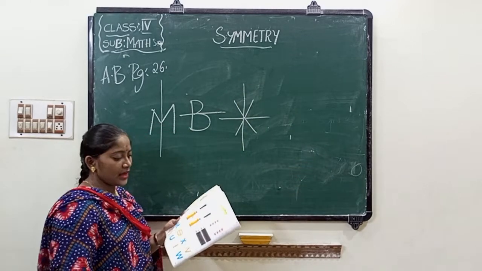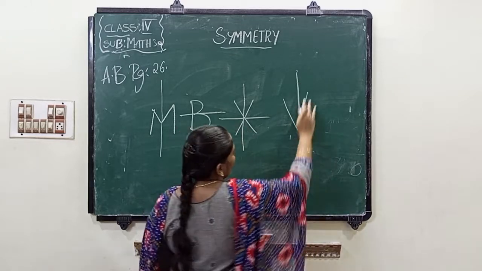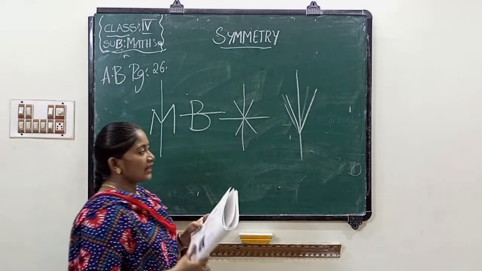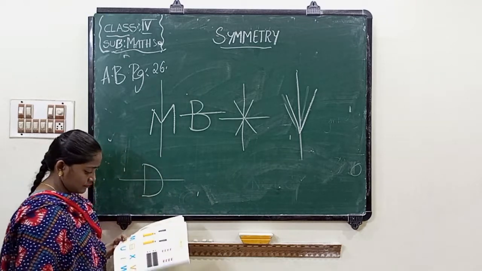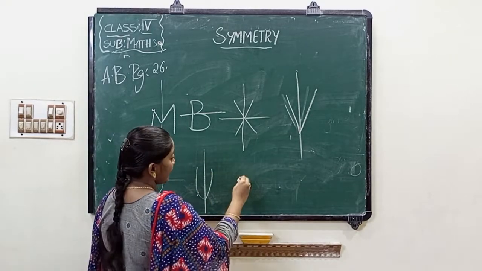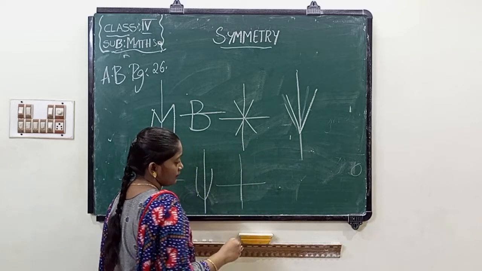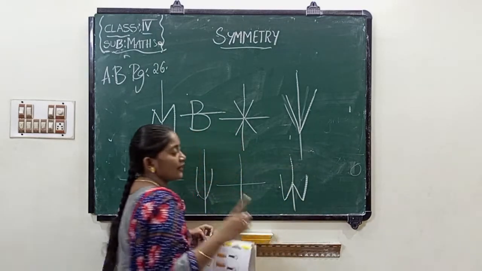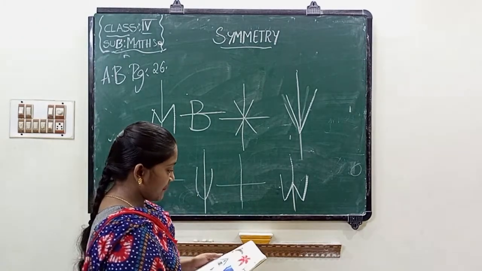And this is a symmetry for the X. For a V, only one line of symmetry. Only one line for the symmetry. For D, only one. For U, only one. I will draw a line of symmetry like this, and again one. For W, one line of symmetry. Now if you see the next page, page number 27.